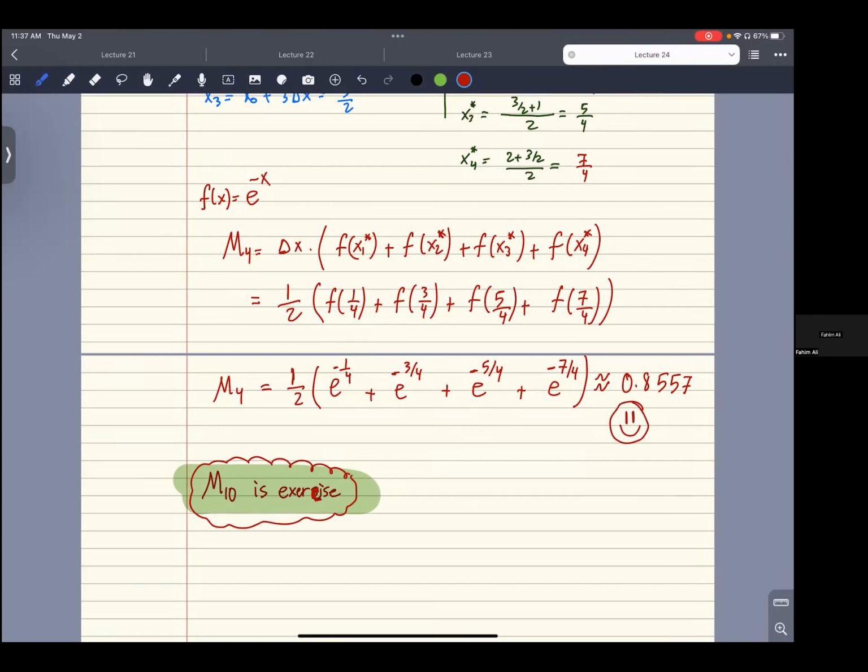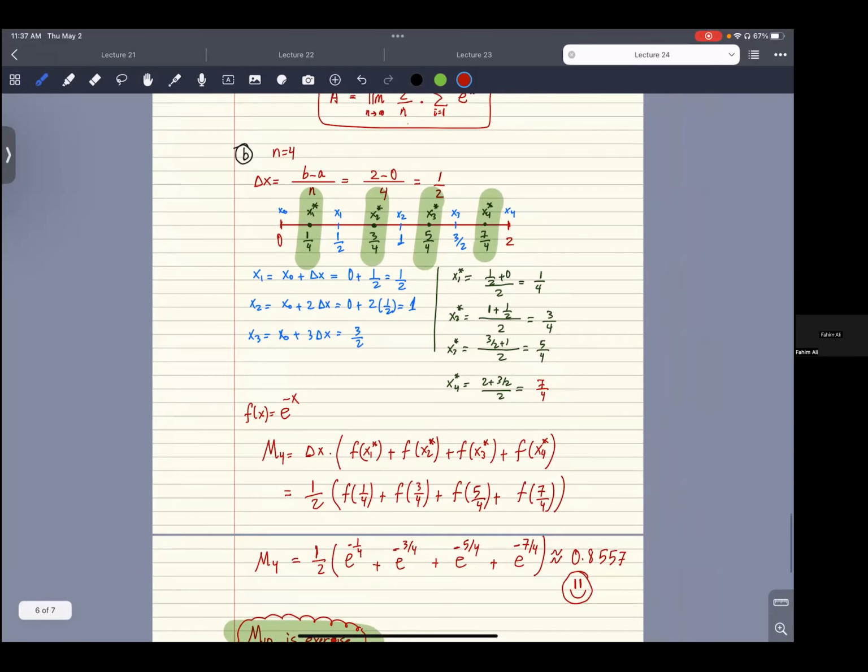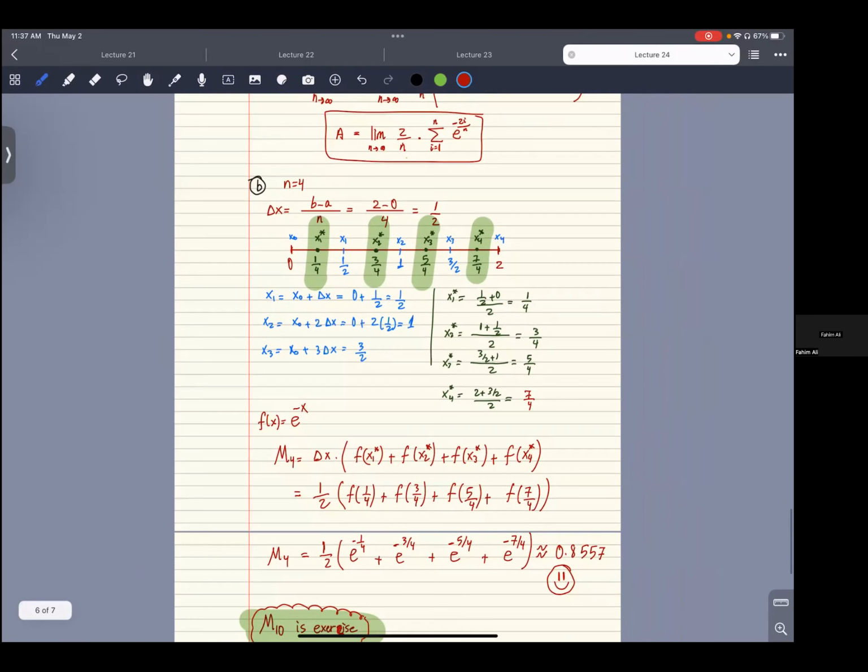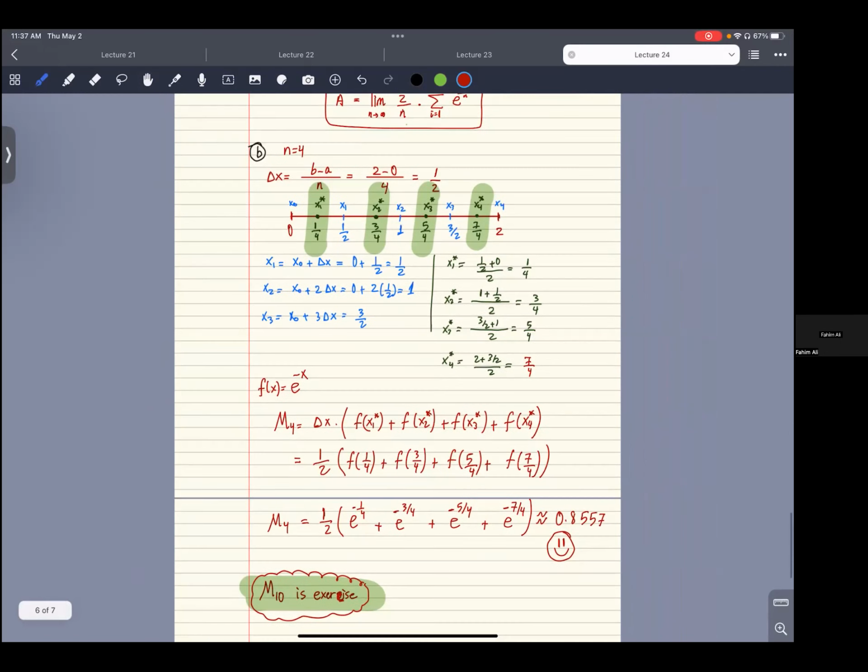So first we just have to find the delta x, right? Yes. Then we just have to find the point, like the midpoint or the left-hand point or the endpoint. And then we just plug it in. That's it. Exactly. That's it. So this section is done.